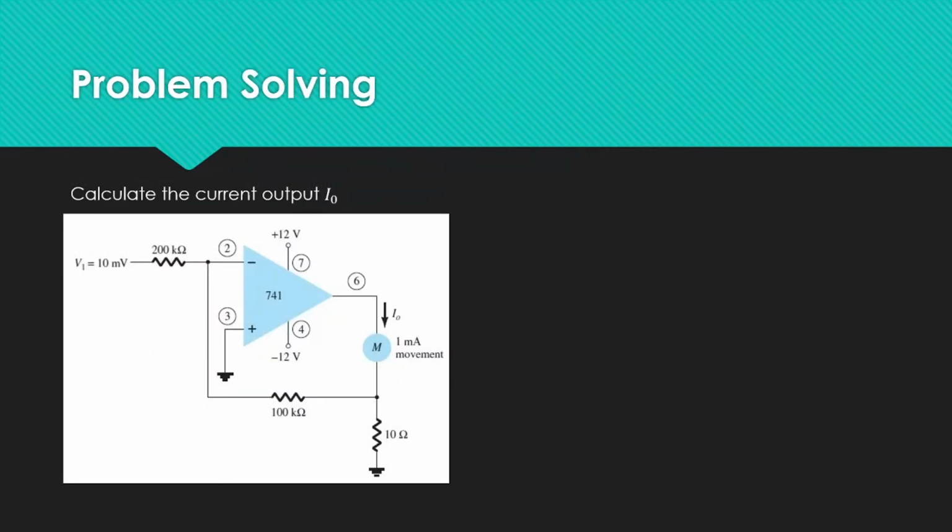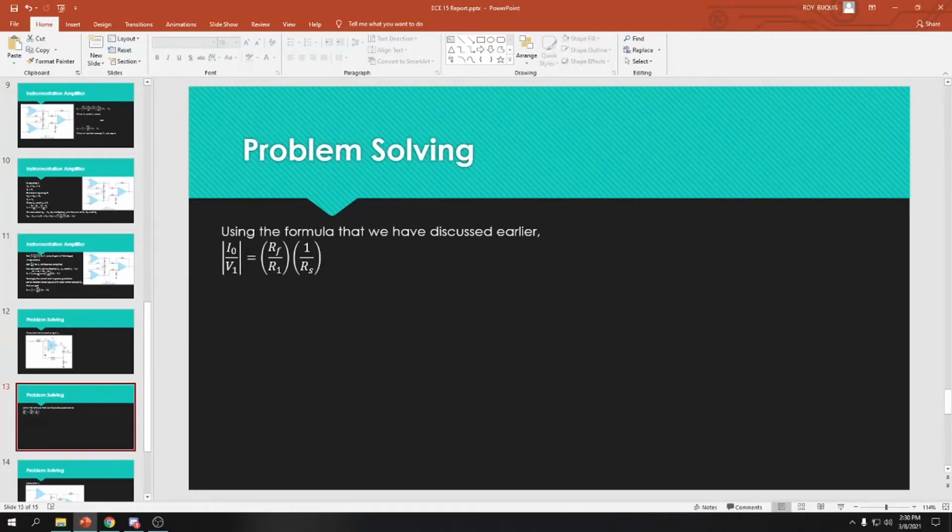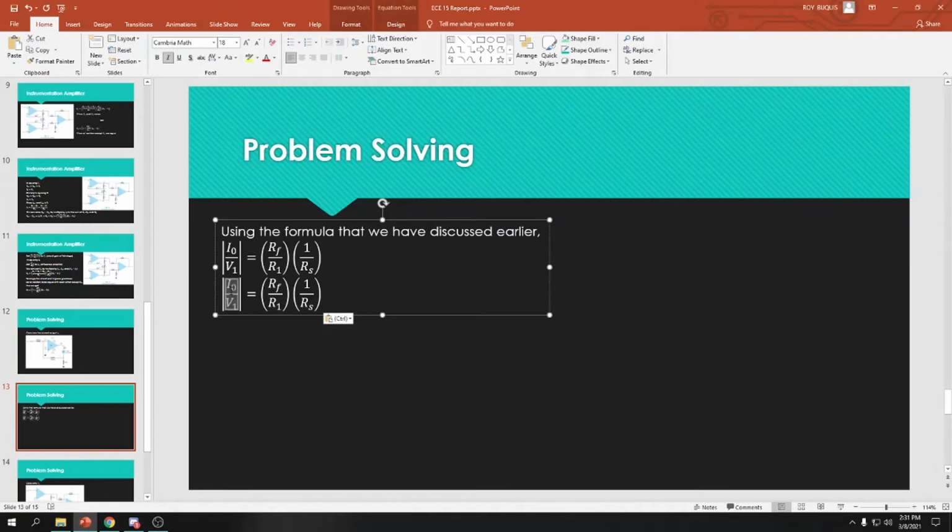So here we have an example problem of solving a DC millivoltmeter. We are given this figure and we are asked to calculate the output current IO. So using the formula that we have discussed earlier, IO divided by V1 is equal to RF over R1 times 1 over Rs. We are asked for IO, so we need to multiply both sides by V1 in order to get V1 out of the left hand side. So we have this equation: IO is equal to RF over R1 times 1 over Rs times V1.